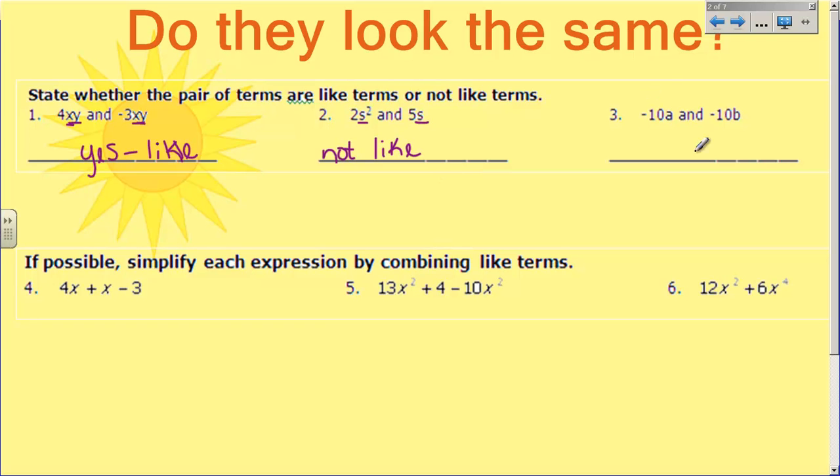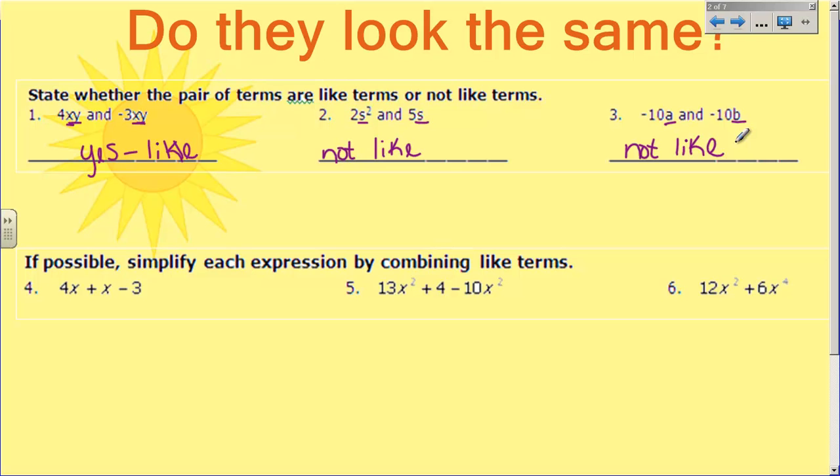So take a look at the next one. I'll give you just a second to decide if they're like or not and write it down. You should notice that you have an A and a B, therefore the variables are not the same, so these are not like terms. Okay, easy to recognize.